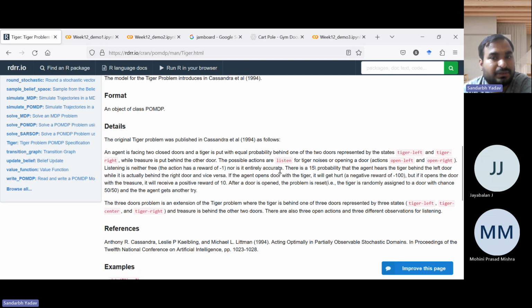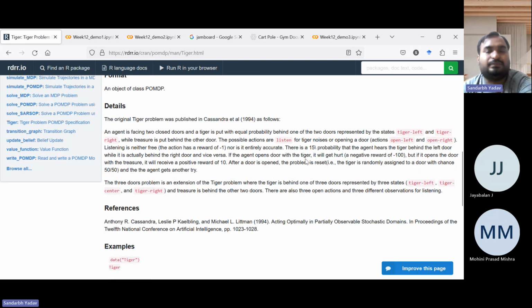Also, it is not accurate. There is a 15%, this is a typo, it means a 15% probability that the agent hears the tiger behind the left door while it is actually behind the right door, and vice versa. So basically, if you do the listen action, then with 0.85 probability you can be sure about which door the tiger is behind. Otherwise, with 15% probability, if it's on the left, you will hear that it's on the right, and if it's on the right, you will hear that it's on the left. So that 15% noise is there.